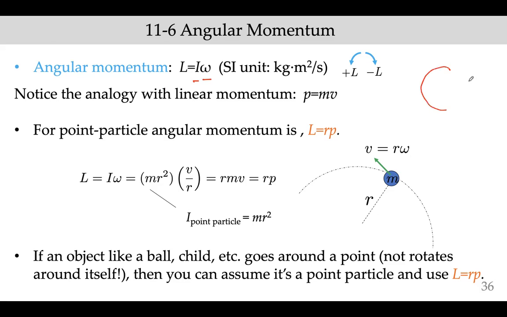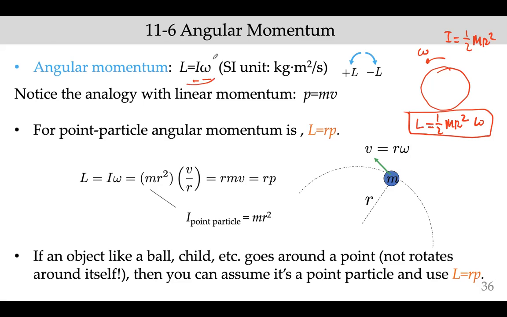So let's say you have a disk rotating this way with some angular speed, and we learned that the moment of inertia is 1/2 mr squared. So what is the angular momentum of this disk? It's going to be 1/2 mr squared, and now I have to multiply it by omega. This will be the angular momentum of the disk that's rotating with angular speed omega.